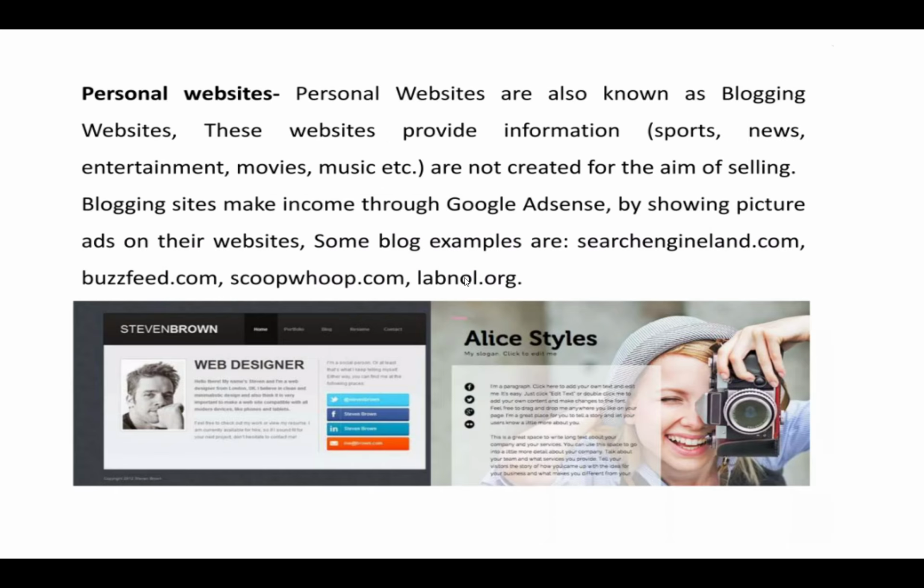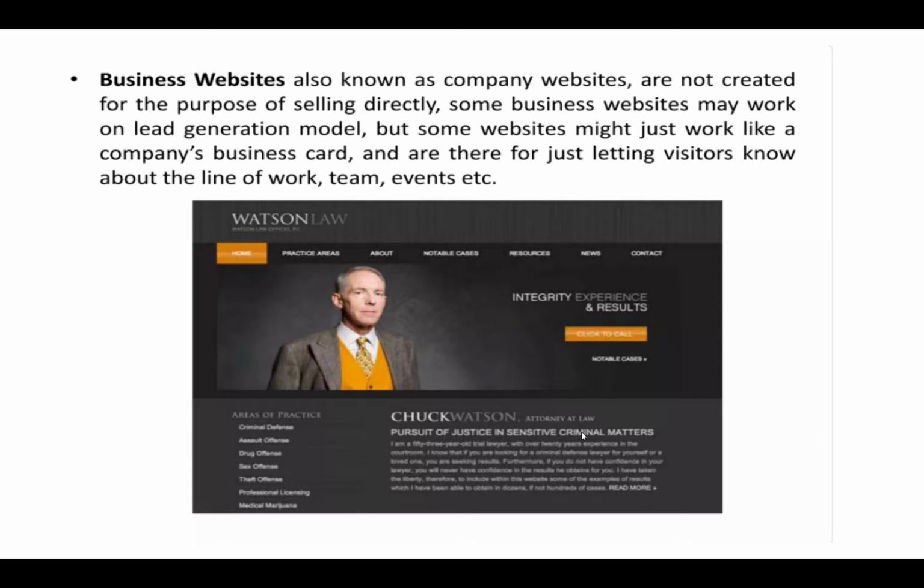A personal website is the best example of a portfolio. What you create as your portfolio is your personal website. Like you have seen in the example of Alice Style, Alice writes about herself.